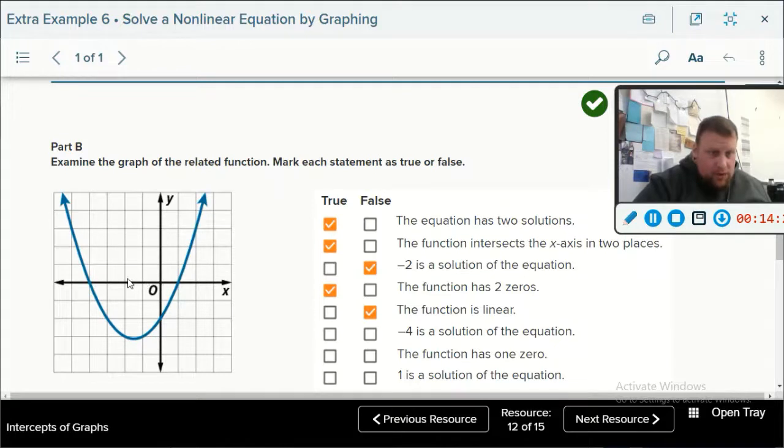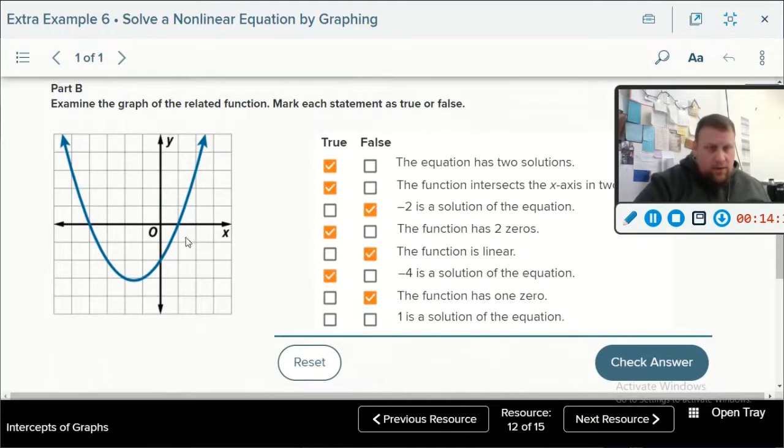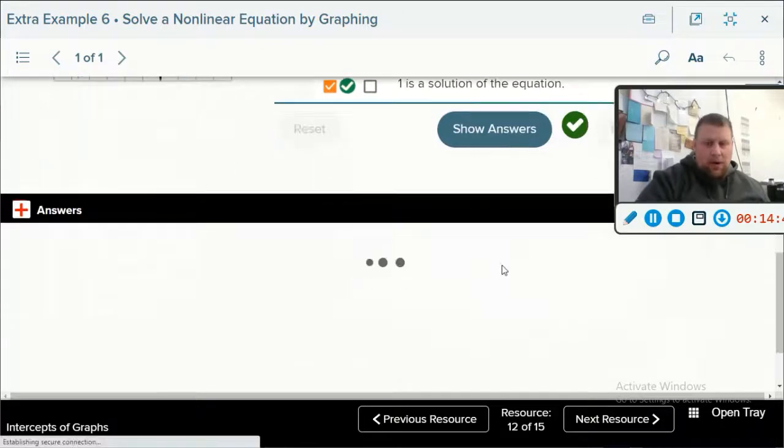Let's see. 1, 2, 3, negative 4. True. The function has 1, 0. We already said it had 2, so that's false. 1 is a solution of the equation. Let's see. 1, yep. We'd already explored that. True. Boom. Look at that. We're on a roll.